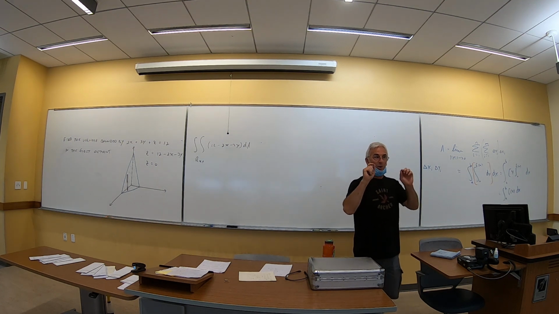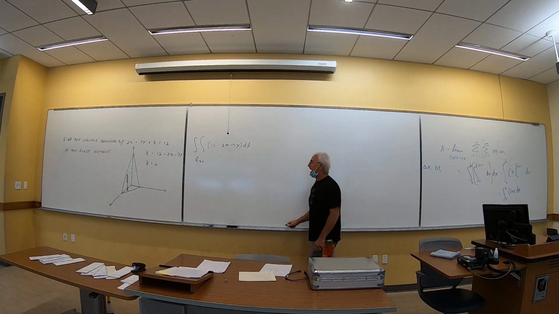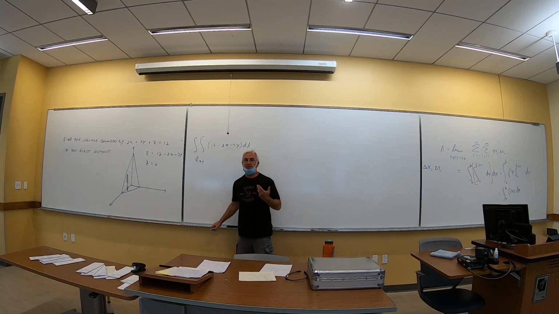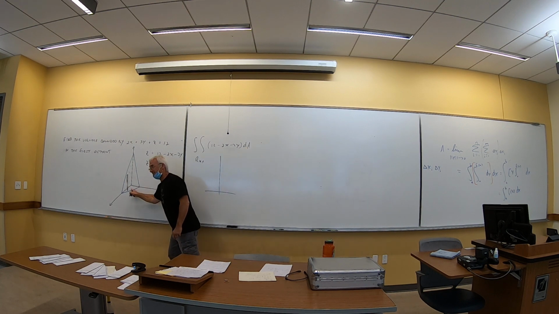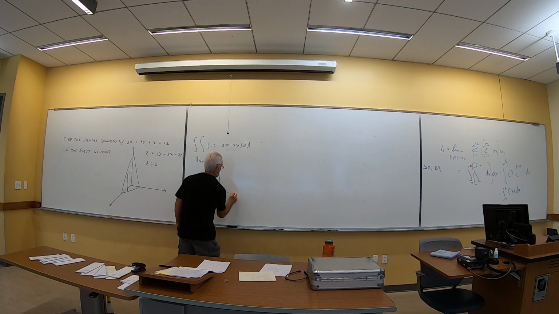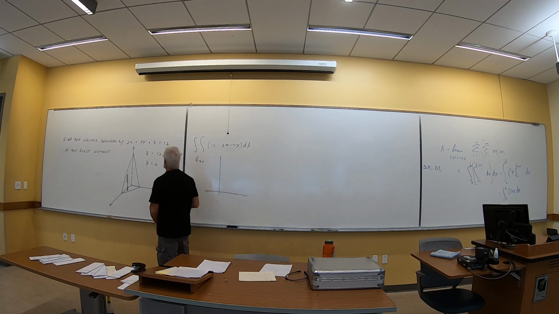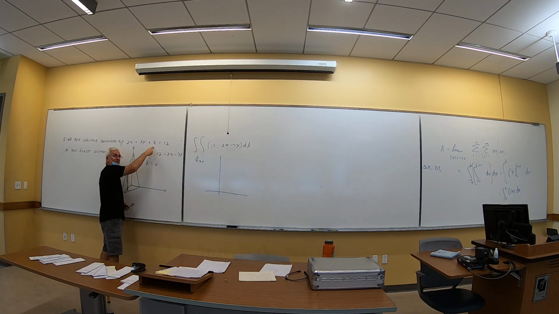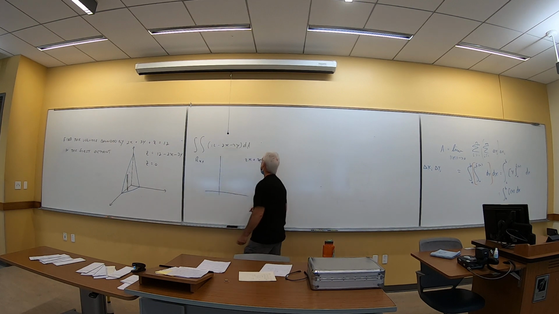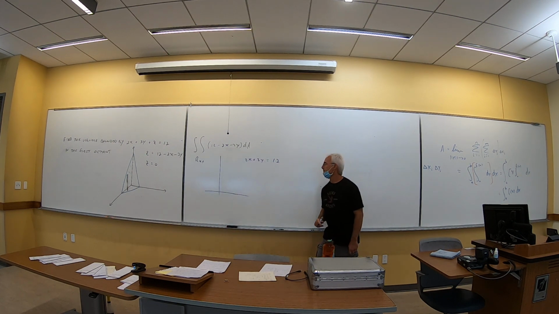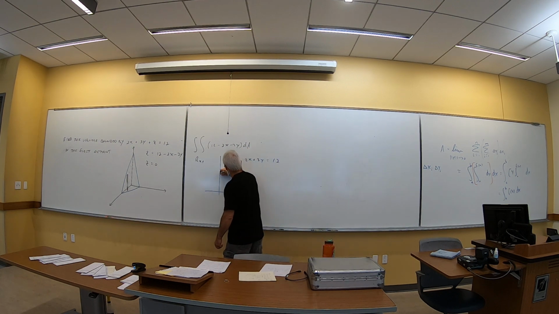Now, this is the part you have to draw. I now need to figure out what it looks like in the XY plane. All right? Can anybody tell me what it looks like in the XY plane? It's a right triangle. It's a triangle. Oh, okay. And what is the triangle? In the XY plane, the value of Z is 0. So in the XY plane, I have 2x plus 3y equals 12. Okay? That's a triangle that looks like that.